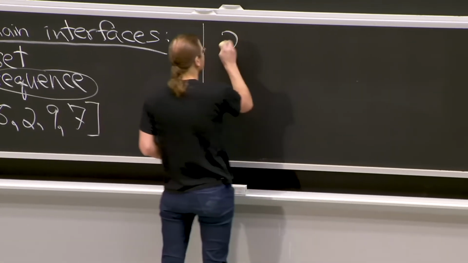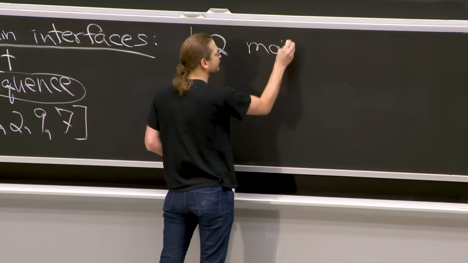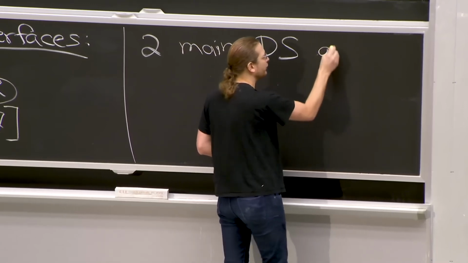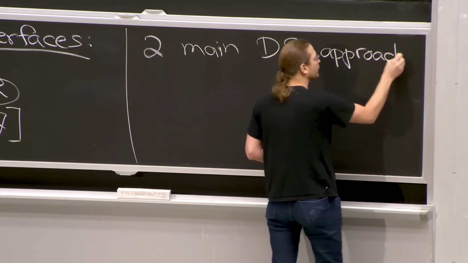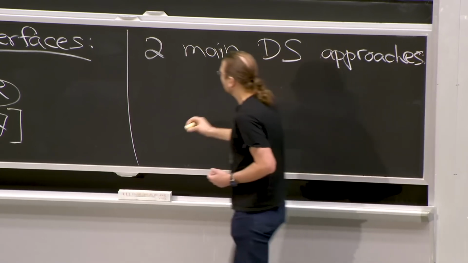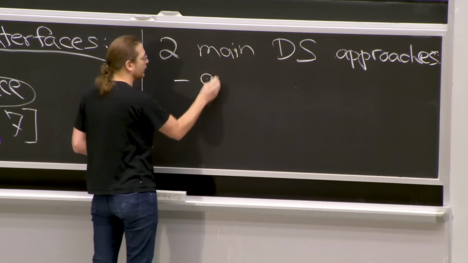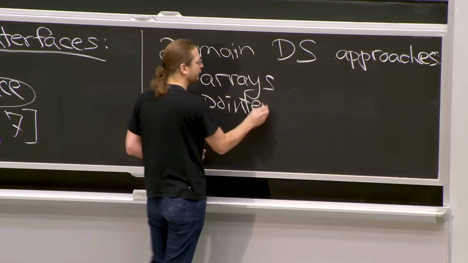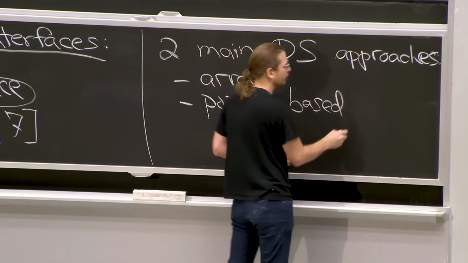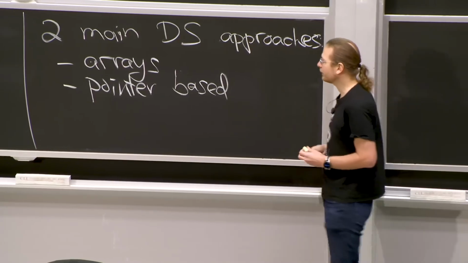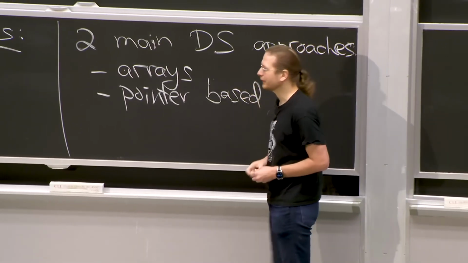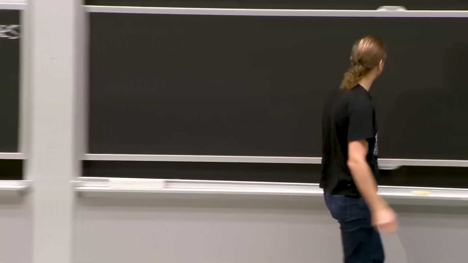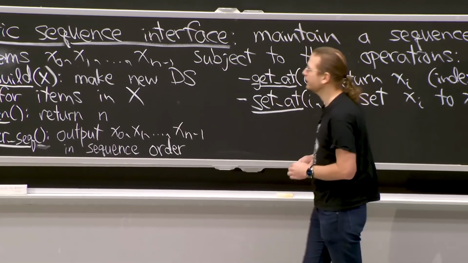On the other hand, we're going to have two main, let's call them data structure tools or approaches. One is arrays, and the other is pointers, pointer-based or linked data structures. You may have seen these. They're used a lot in programming, of course. But we're going to see both of these today. I'll come back to this in a moment. Let's jump into the sequence interface, which I conveniently have part of here.